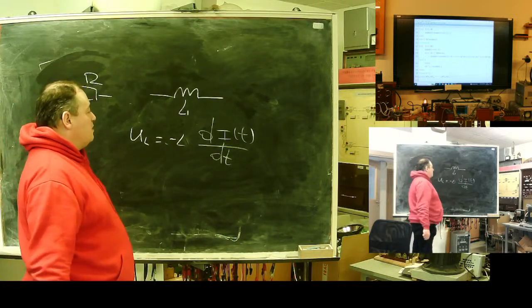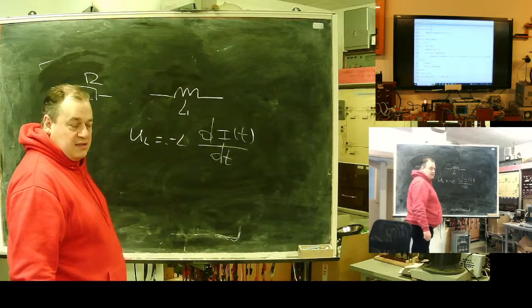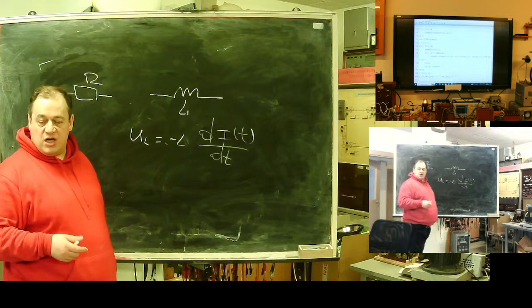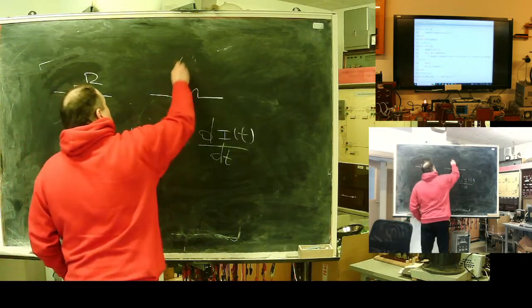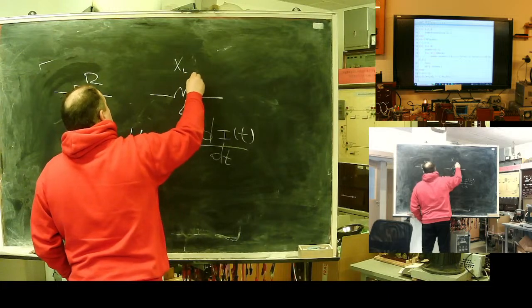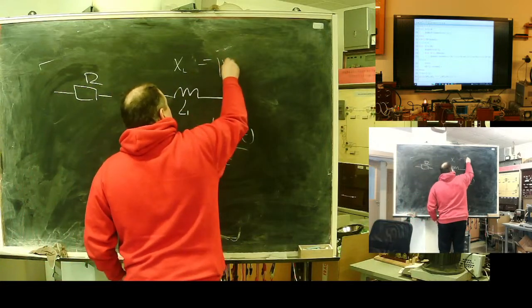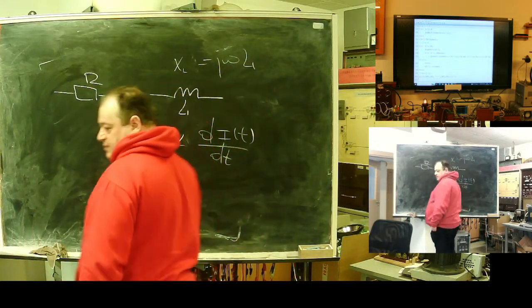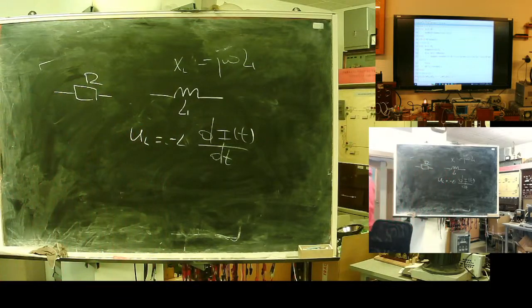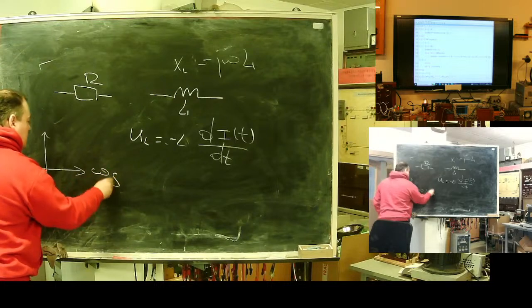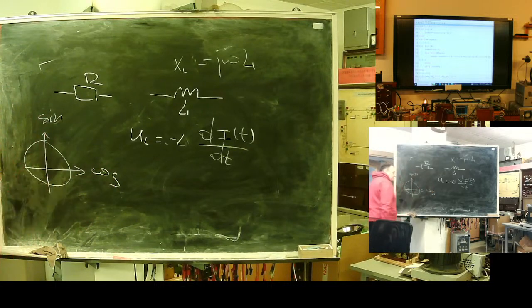If current is sine, the derivative will be cosine. On a complex plane, sine and cosine, it's just a rotation. So the coil can be represented with the imaginary reactive resistance omega L. If you take a derivative of sine omega t, you will get cosine. Familiar thing. Unity circle.